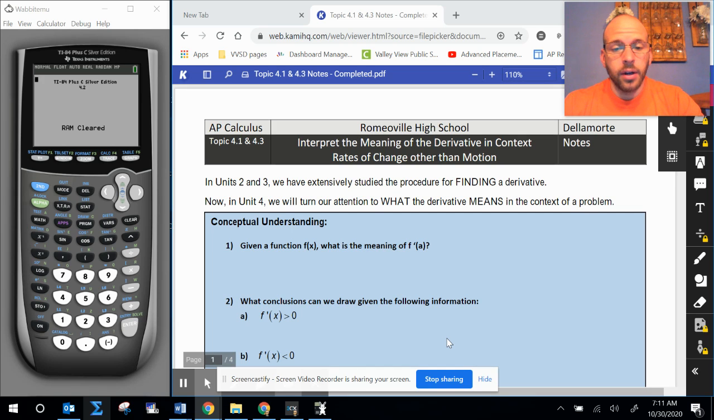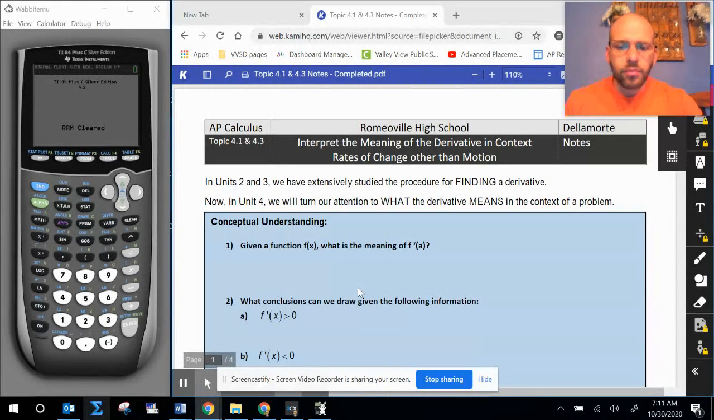Good morning. Today we're going to begin Unit 4, and we're going to discuss the meaning of the derivative in context, as well as talk about some rates of change and their units. In Units 2 and 3, the focus was mainly how to take the derivative, all the rules and skills that are involved. But in Unit 4, we're actually going to apply it to certain scenarios or situations.